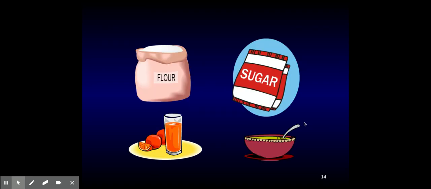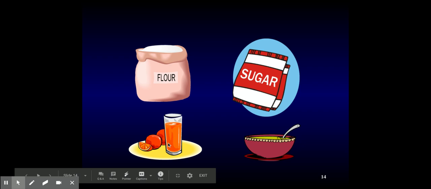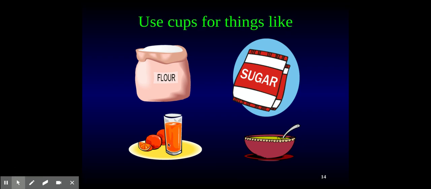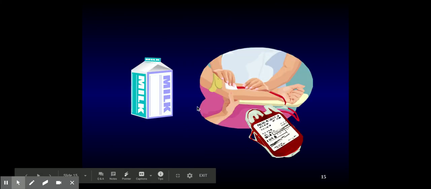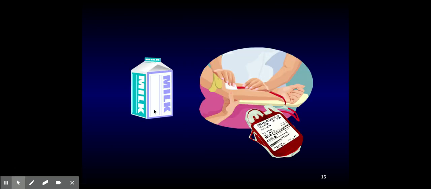So if you're measuring things like flour or sugar for baking, you would use measuring cups. You pour juice in a cup. So we would measure cups to measure things like this and small bowls and things. For a taller thing of milk like you would get in a cafeteria, or if you donate blood when you're older, that is measured in pints. You would say you donated a pint.